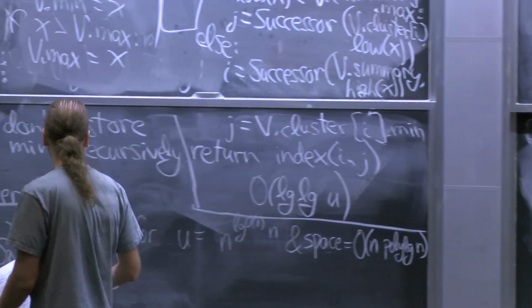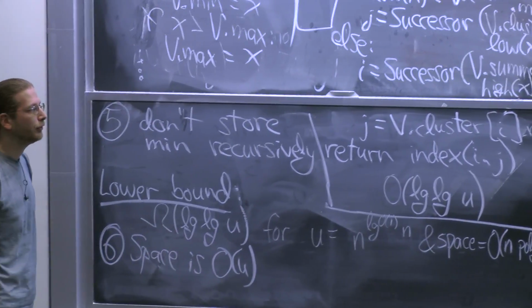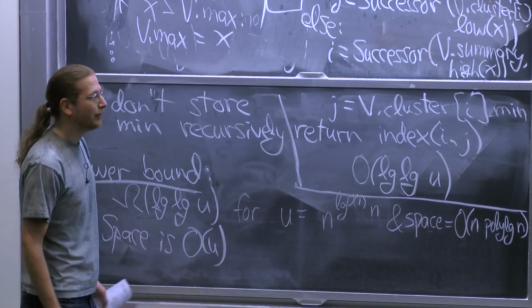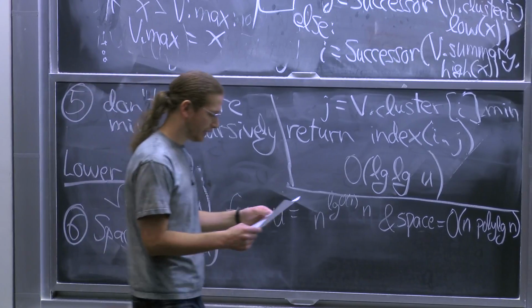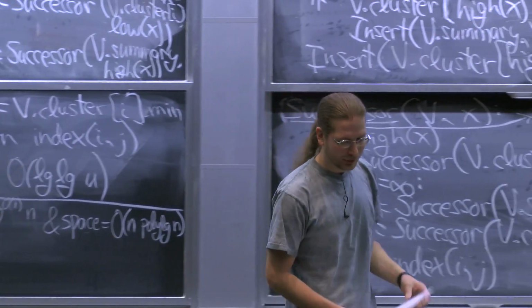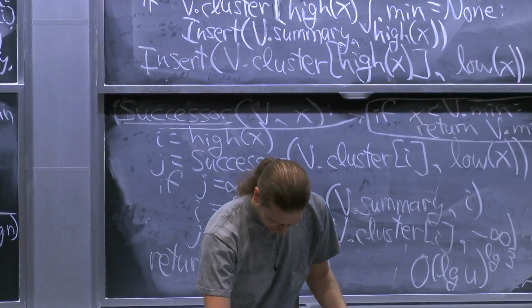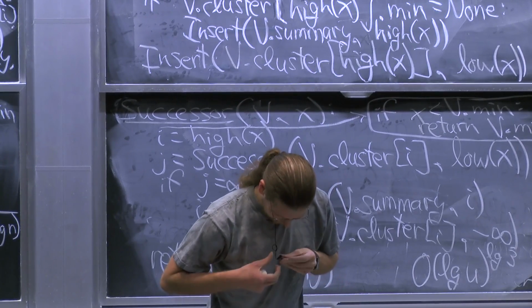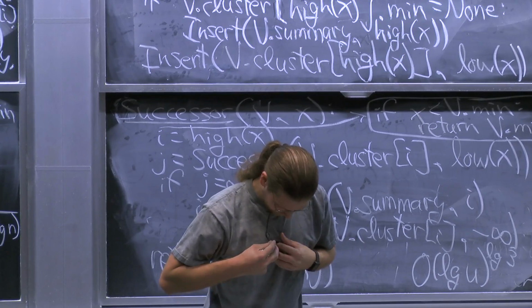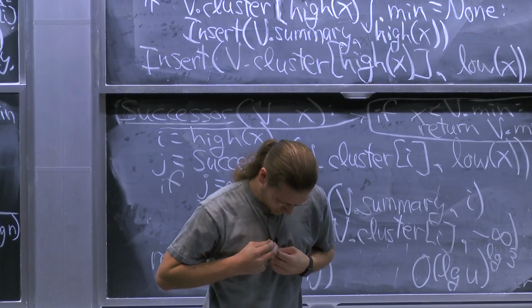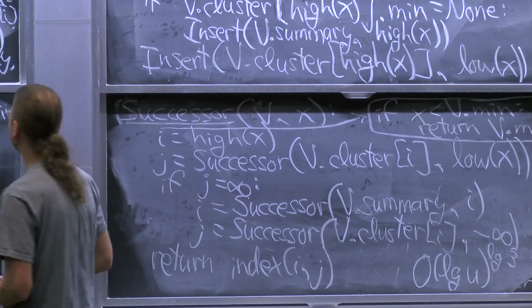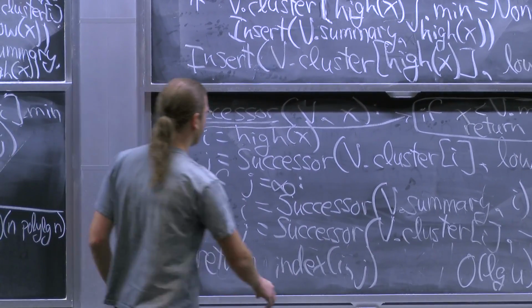The trouble is to store that tree takes order u space. We'd really like to spend order n space. And I only have 4 minutes, so you'll see part of the answer to this. But let me give you an idea of how to fix the space bound. Let's erase some algorithms.